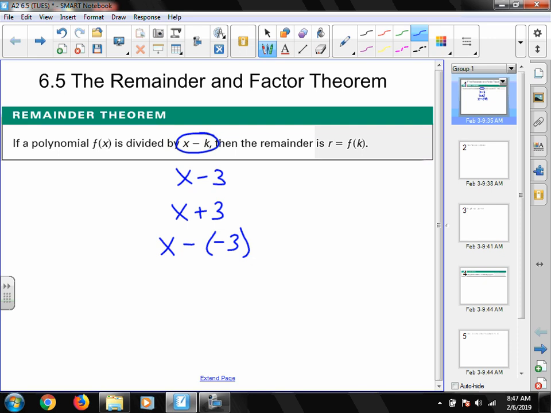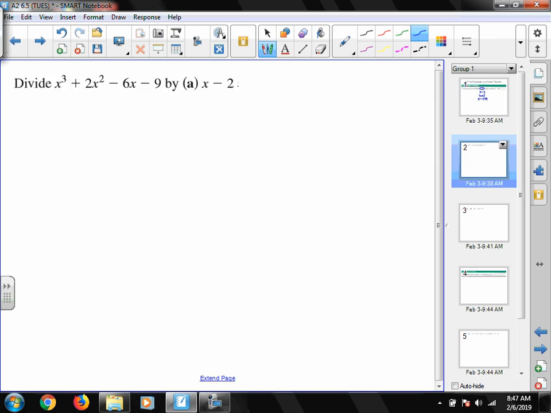So what does this really look like? What does this really mean to us? If you were going to divide x cubed plus 2x squared minus 6x minus 9 by x minus 2, okay? This is the setup that we want. X minus 2, that's fine. That means our k value is 2. And I'm going to show you a process called synthetic division.